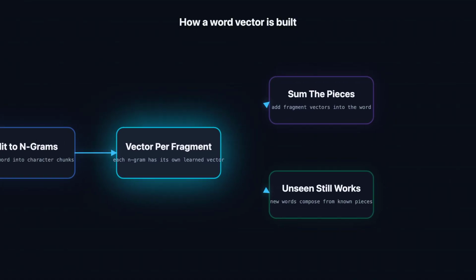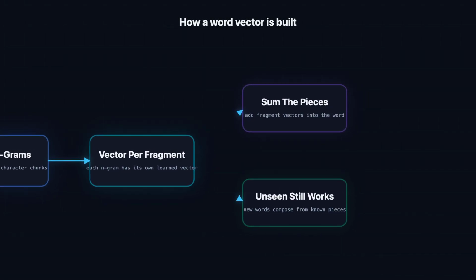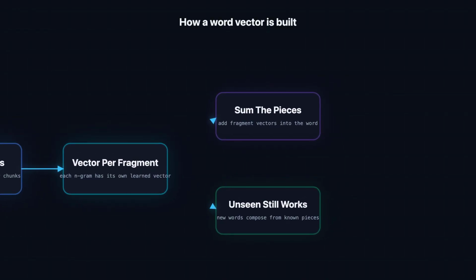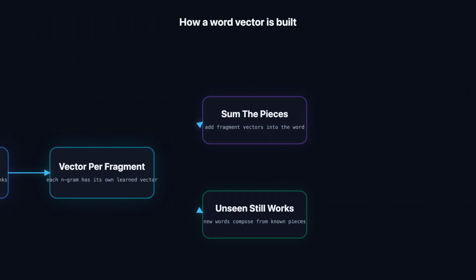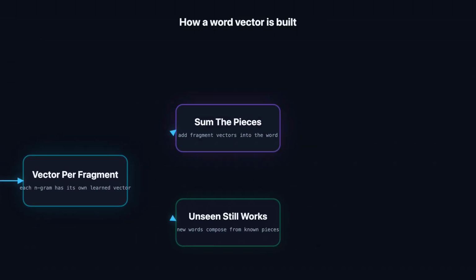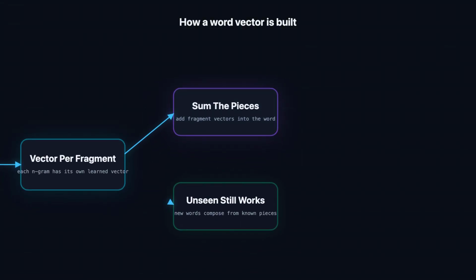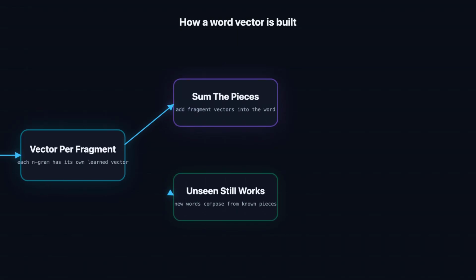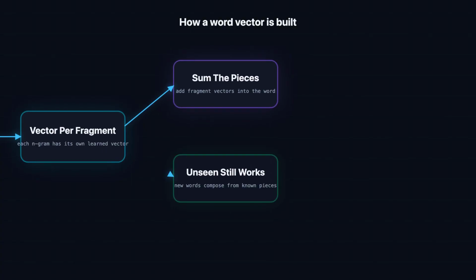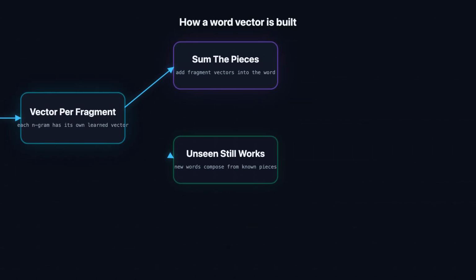Each of those fragments carries its own vector, learned during training just like a full word vector. So the model looks up a vector for every chunk of the word. Common fragments show up across thousands of different words, so they end up with rich, well-trained representations. Now add them all together. The word's final embedding is simply the sum of its character n-gram vectors, plus the whole word vector when there is one. Words that share fragments like where, wherever, and somewhere automatically end up with related embeddings because they literally share pieces.